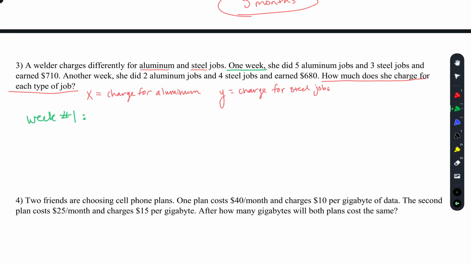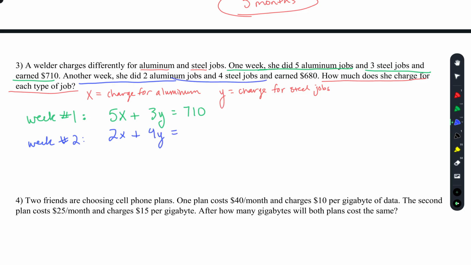So she did 5 aluminum. Okay, so 5x, because that's aluminum, and 3 steel. So 3y, and I got $710 cost. And then your other equation is basically the same thing, but now just read the second sentence, right? The second sentence says, I'll just call it week number 2 just to organize my life. So she did 2 aluminum and 4 steel, $680.